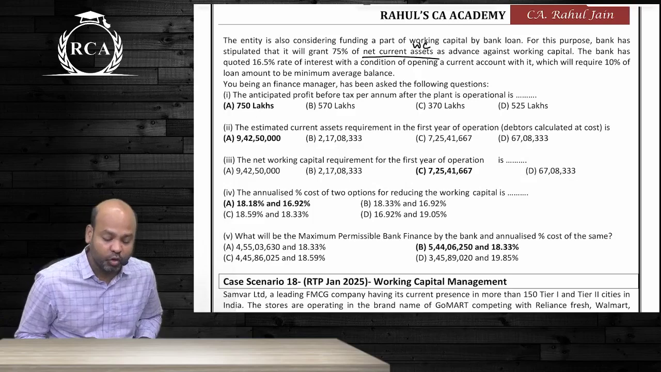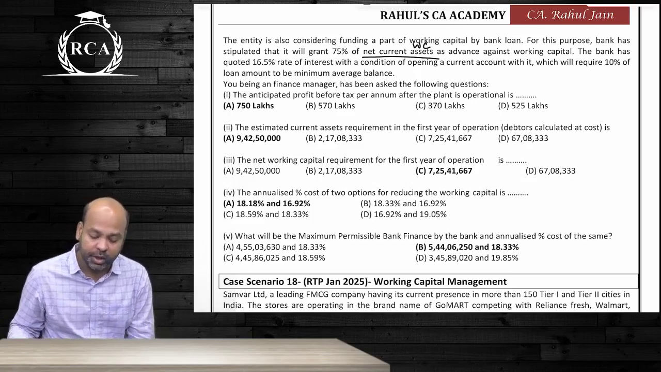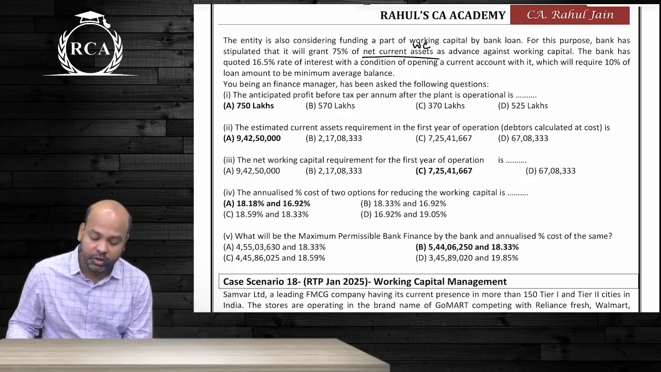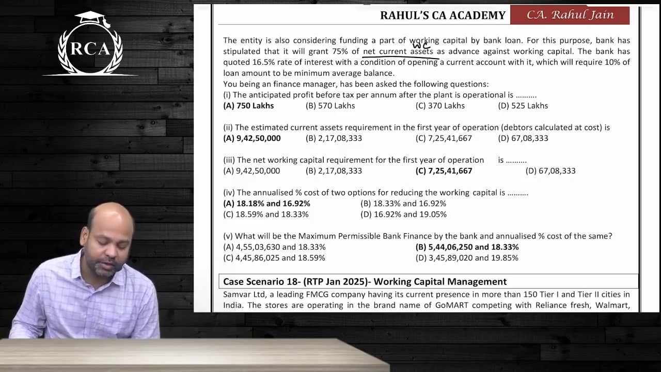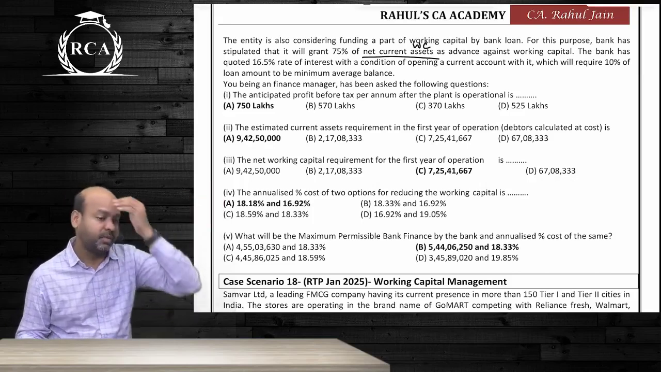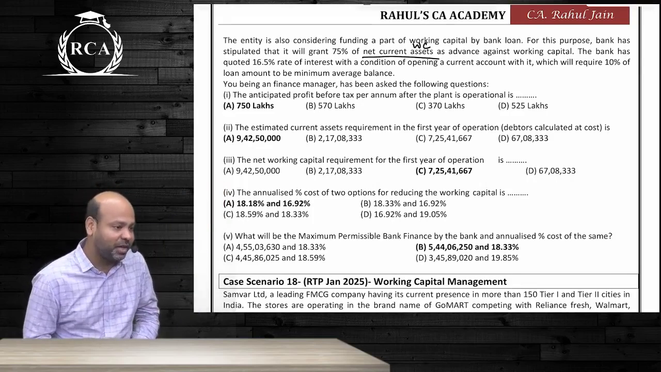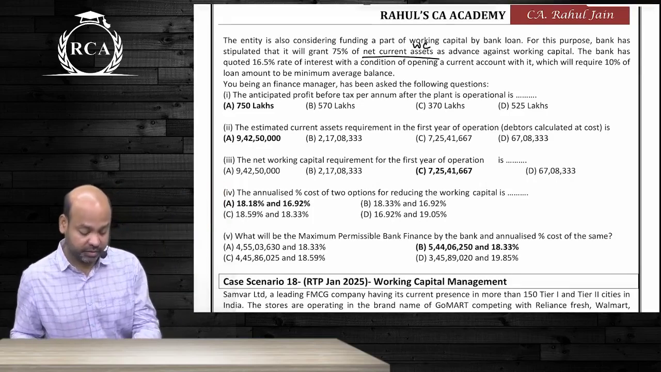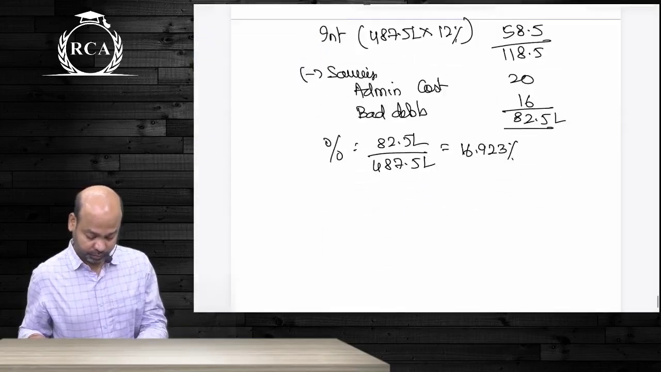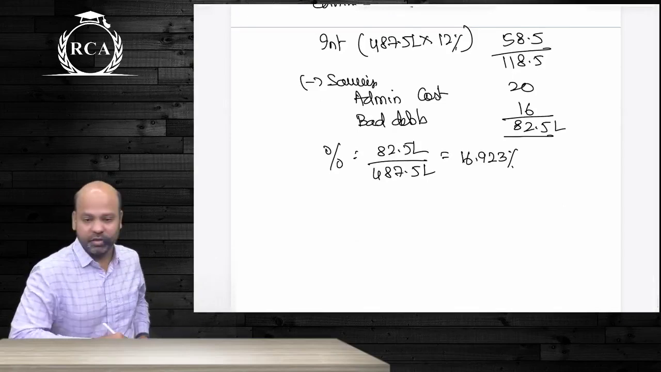The bank has quoted a 16.5% rate of interest with a condition of opening a current account with it, which will require 10% of the loan amount to be kept as average minimum balance. Very nice bit, guys. You should tell me what is the amount of interest rate, guys. Effective cost. What will be the amount of effective cost, guys, under the last option?